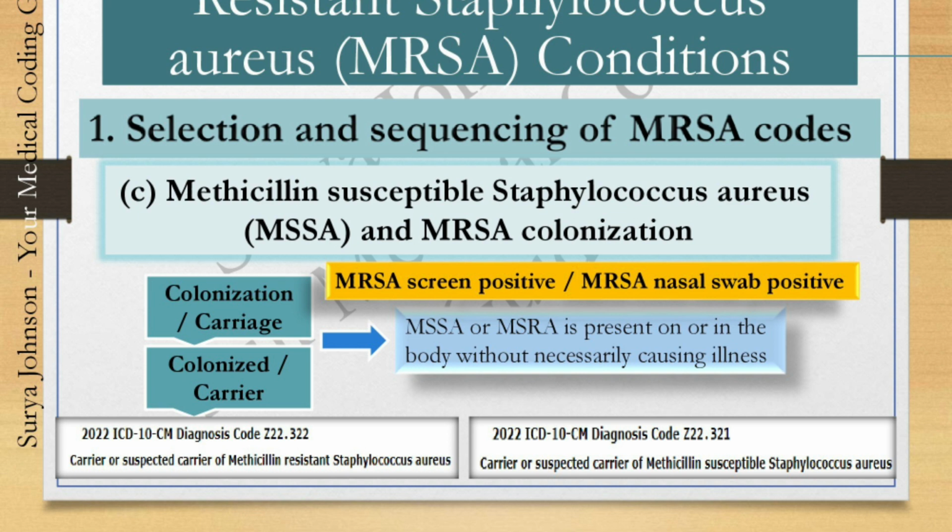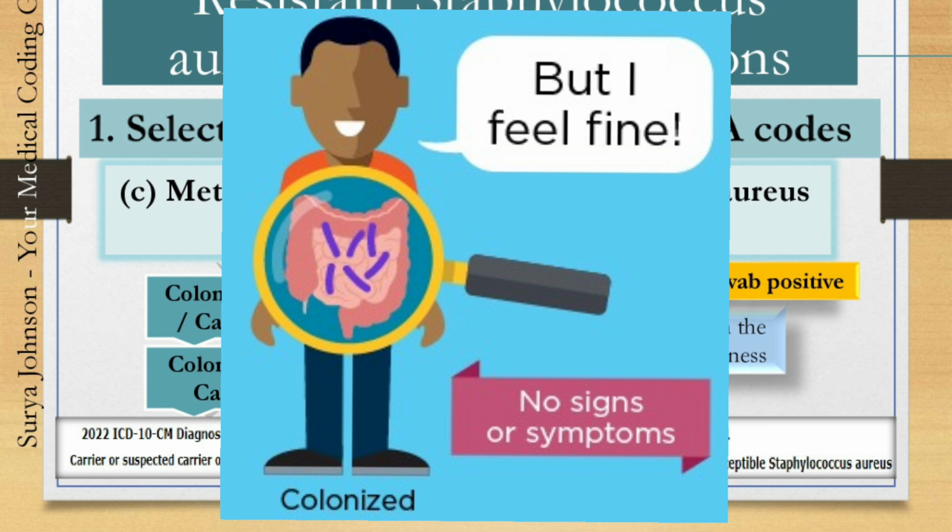So what is colonization? We should know. Colonization is also called carriage. The patient will be positive. So if the patient has an MRSA screen or MRSA nasal swab, the result will be positive, but the patient will not have any illness. There will not be any disease, or the patient will not suffer any symptoms, signs or conditions because of this positive MRSA or MSSA. In this scenario, the patient is called colonized or a carrier.